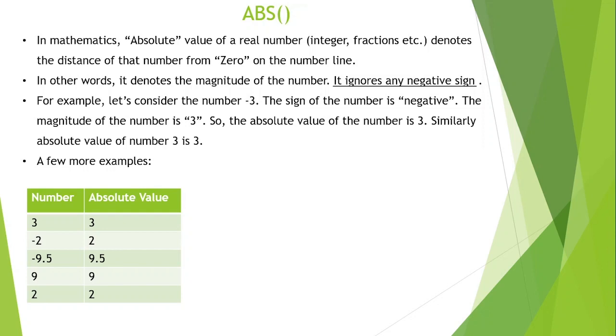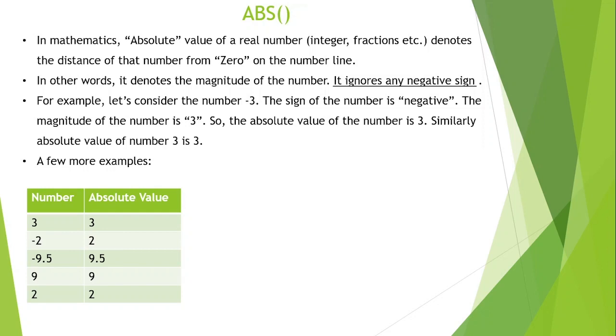So the absolute value of the number is the pure magnitude of the distance of the number from 0, either on the positive side or on the negative side. For example, let's consider the number -3. The absolute value of -3 is 3 because it is 3 units away from 0 on the negative side.